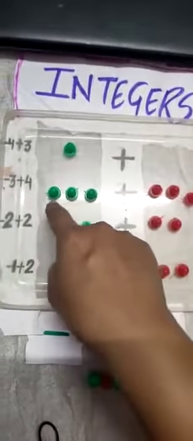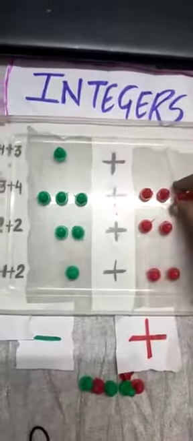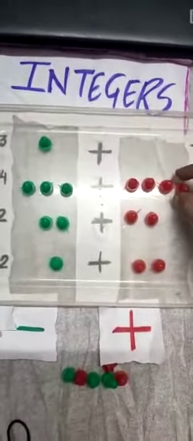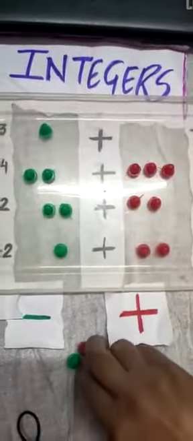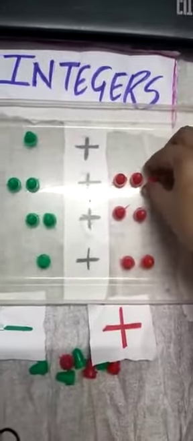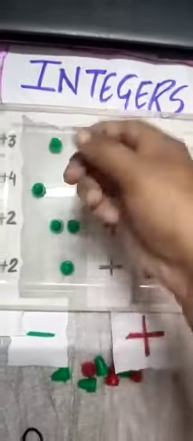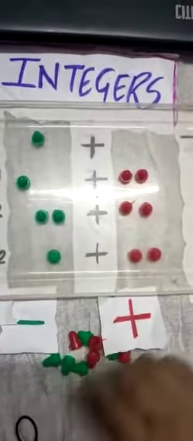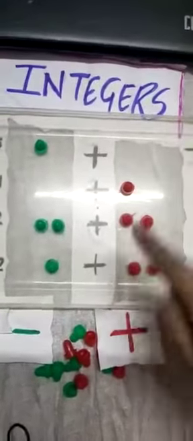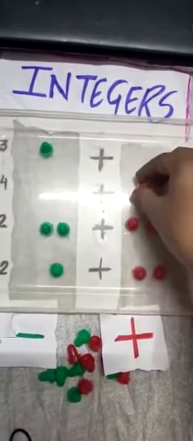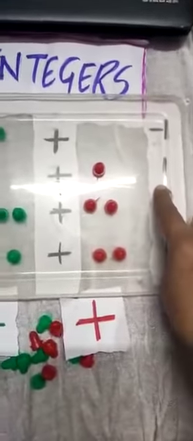In the next question we have -3 plus 4, meaning 3 green beads and 4 red beads. One red bead and one green bead make 0, because one is positive, one is negative, +1 and -1 will be 0, so remove it. Make another pair, +1 -1, it will become 0, so remove it. Now again +1 -1. We are left with +1 with red beads, so your answer is +1.